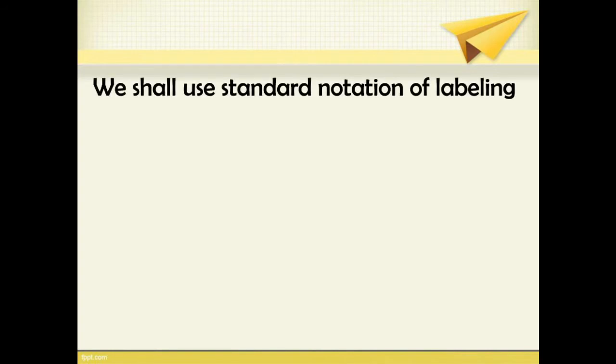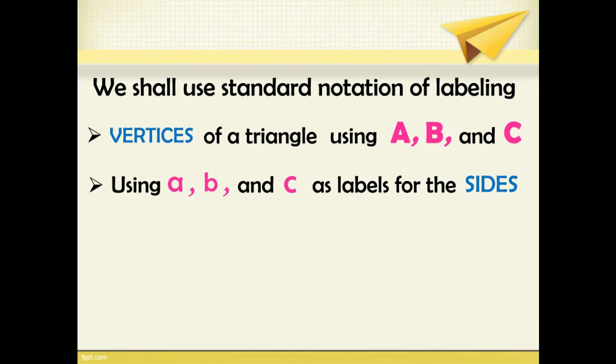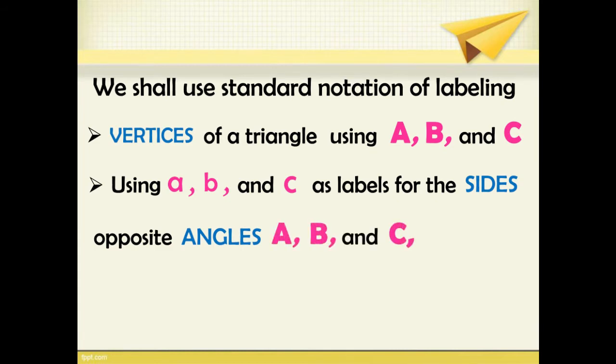Now, we will be using the standard notation of labeling vertices of a triangle using capital letters A, B, and C. And we will be using small letters a, b, and c as labels for the sides of the triangle, opposite angles capital A, B, and C, respectively. So angle A is the angle opposite side a, angle B is the angle opposite side b, and angle C is the angle opposite side c.